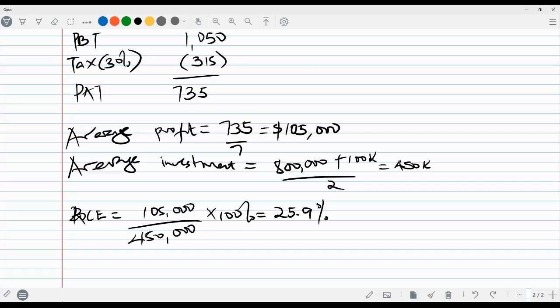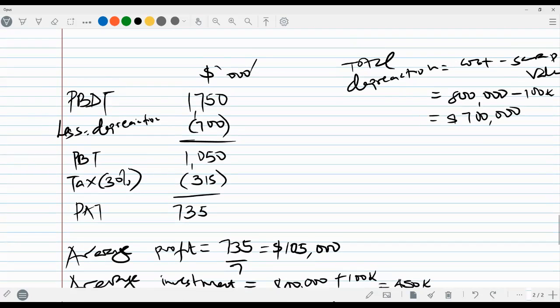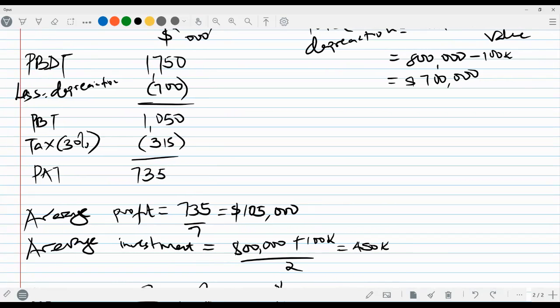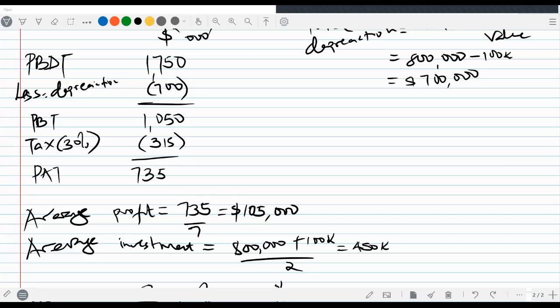Where did you mess it up? Sanya, where did you make a mistake? I messed up everything. I didn't do the tax part. I ignored tax, and also the depreciation part I kind of messed up, but I understand now. Okay, great. Elvin, where did you mess it up? I didn't include the depreciation.